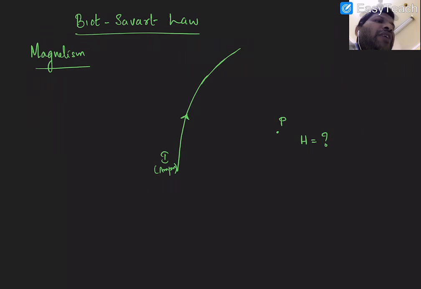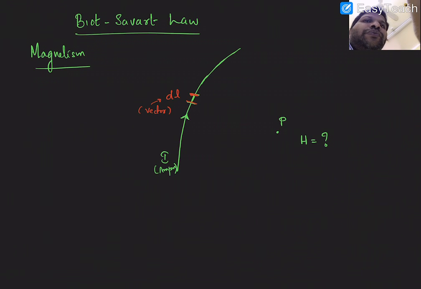Let us consider a small current element. This is a small element, let's say a differential length dl, and note that this differential length is a vector quantity. It has a direction also. So this is the differential length dl, and this is the direction of it.